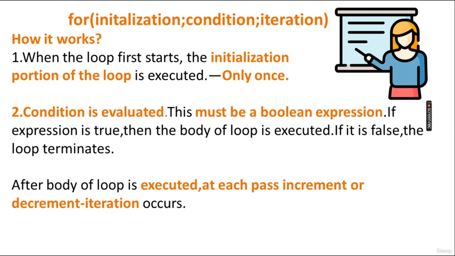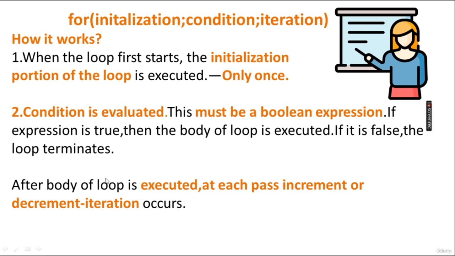Then the for loop. What is the syntax of the for loop? For initialization, condition and iteration. How does it work? When the loop first starts, the initialization portion of the loop is executed only once. Initialization is done only once. Then the condition is evaluated, that is the middle part. This must be a Boolean expression. If the expression is true, then the body of the loop is executed. If it is false, the loop terminates.